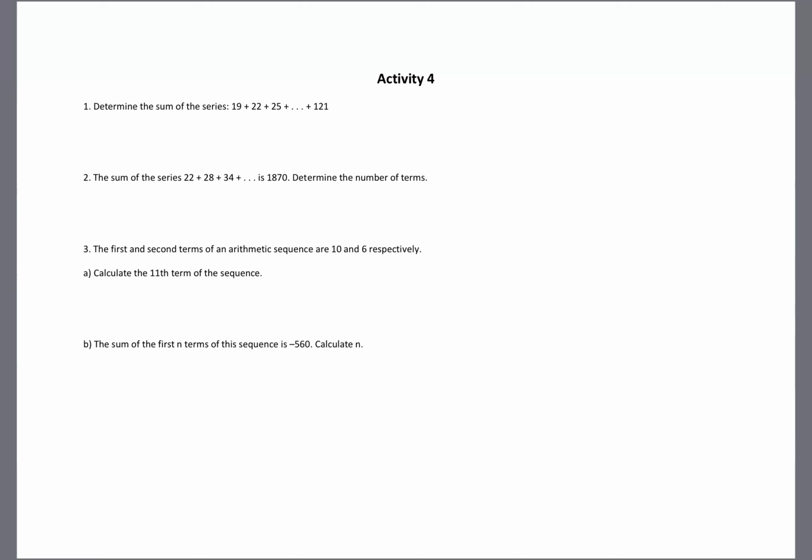What are we looking for? Are we looking for my Sn or are we looking for my n? We're looking for n, right? So we write the equation.